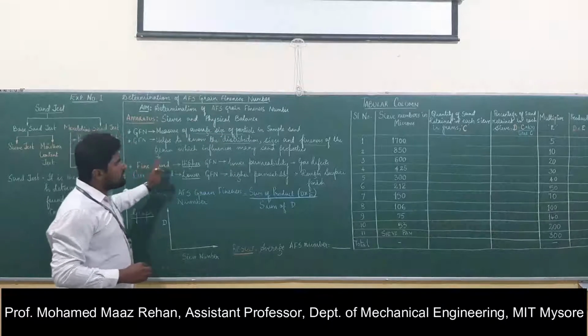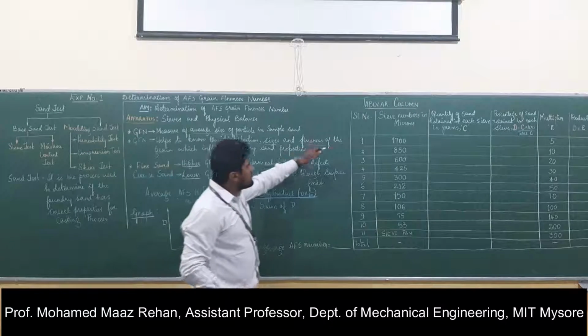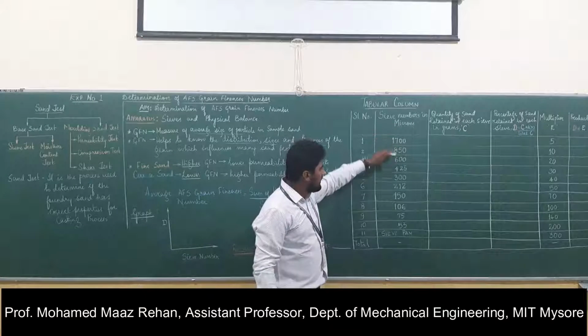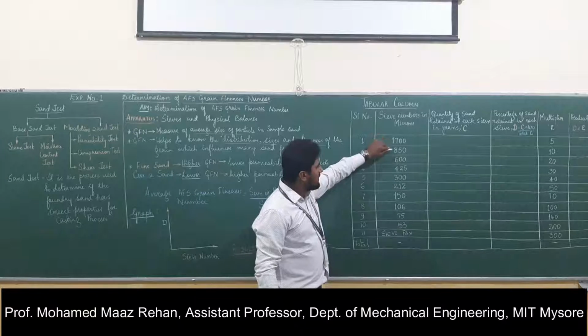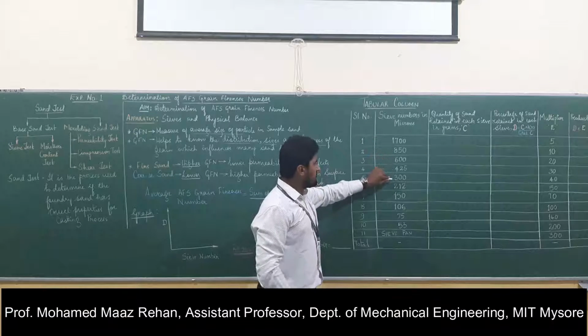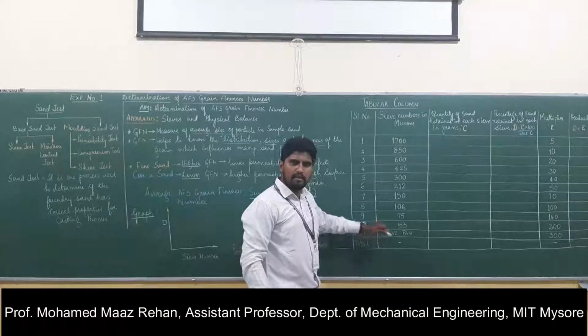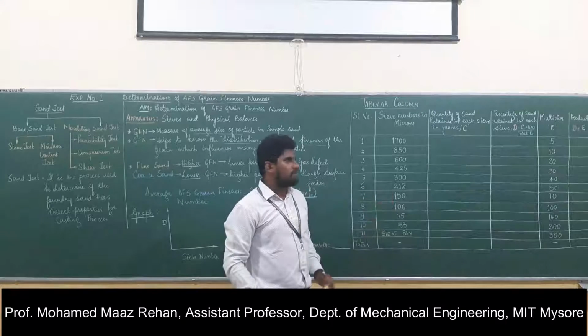Okay, so moving on to the tabular column. Here we have sieve numbers, that is in microns. We have different sieves: 1700, 850, 600, 425, 300, 212, 150, 106, 75, 53 and the sieve pan. These are all the different sieves in micron.